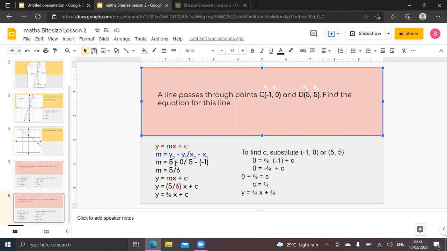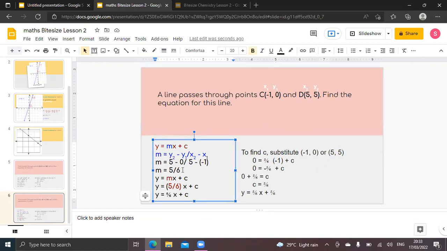So now we can solve it. 5 minus 0 equals 5, divided by 5 minus minus 1. A minus multiplied by a minus becomes a plus. Remember that, yeah? This comes under positive and negative numbers, and we will learn more about that next time. But just remember, a minus and a minus will be a plus. So you open up the bracket: minus minus becomes plus, so it's going to be plus 1. So 5 plus 1 is equal to 6.